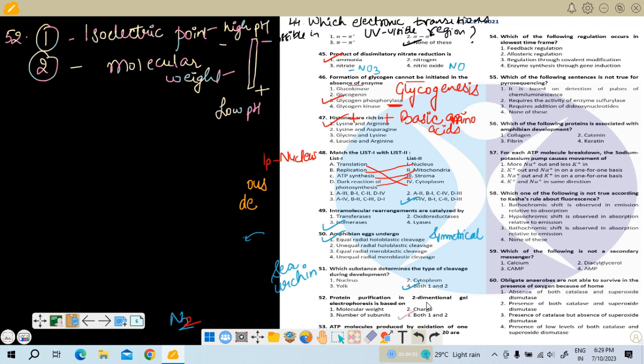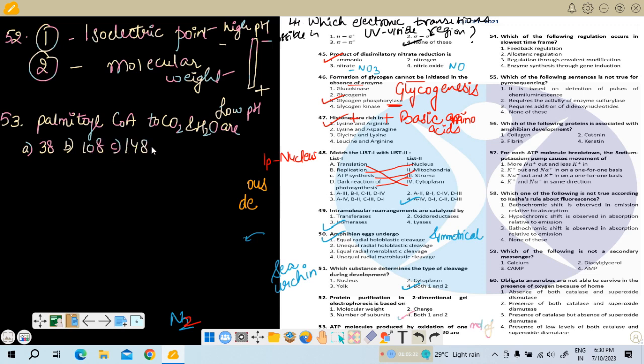Okay, 53rd, ATP molecules produced by oxidation of one molecule of palmitoyl coenzyme A to CO2 and H2O are: option A 38, option B 108, C 148, D 40. So this is A 38.